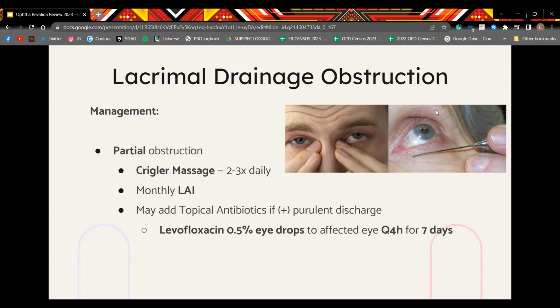And we may also add topical antibiotics if may purulent discharge. Halimbawa, nag-irrigate ka and may lumabas na purulent discharge nung binomba mo yung daanan ng luha, you can also add topical antibiotics in the form of levofloxacin.